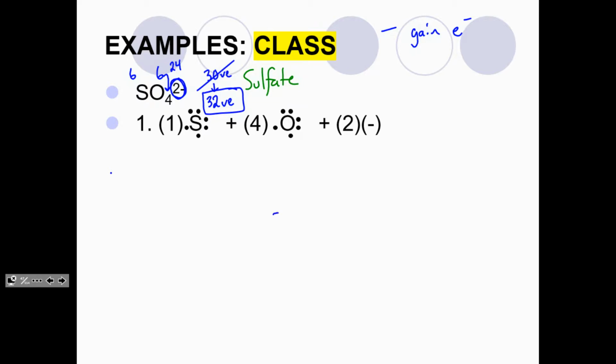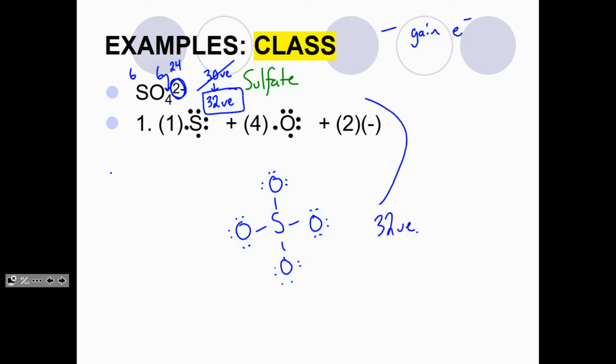So let's draw it out. Sulfur's in the center. I've got oxygens on the outside. Connect each with a line. I'm going to have to draw in dots for oxygens because right now each oxygen only has 2 with that bond, and I need 8. The sulfur on the inside has 8 as well. And on this one, if we count, we're going to get a total of 32 valence electrons, and it does match. So this is good.